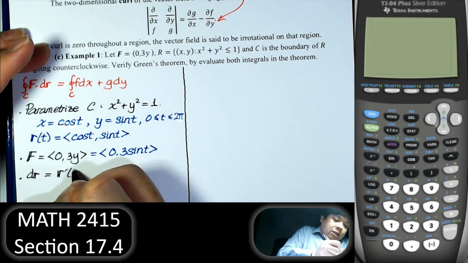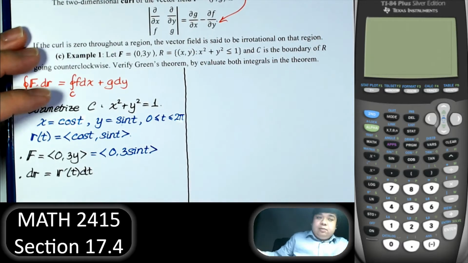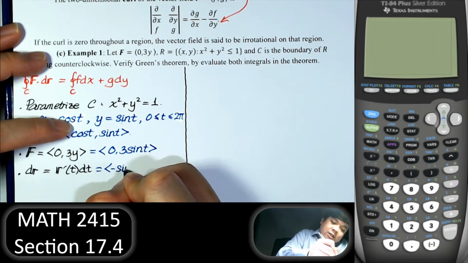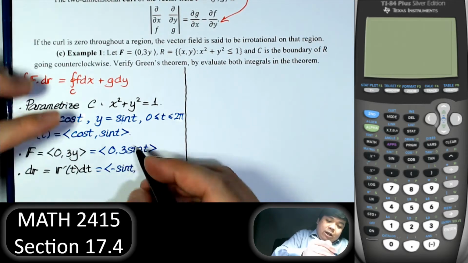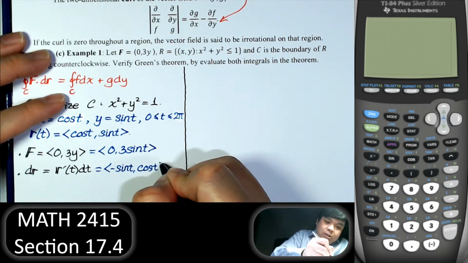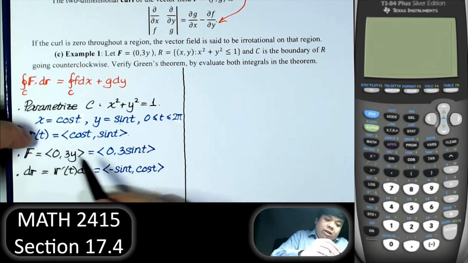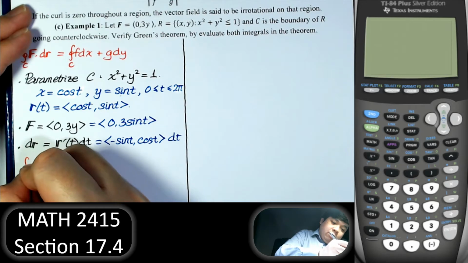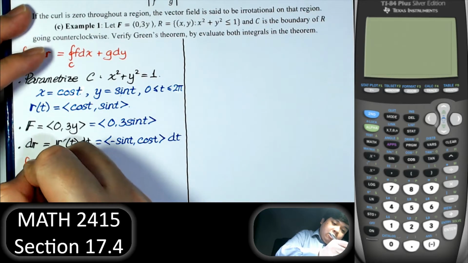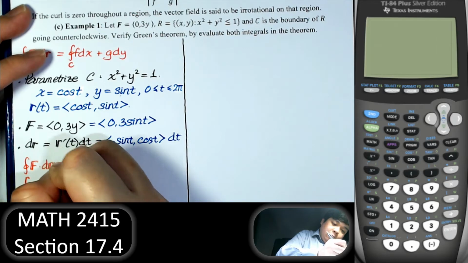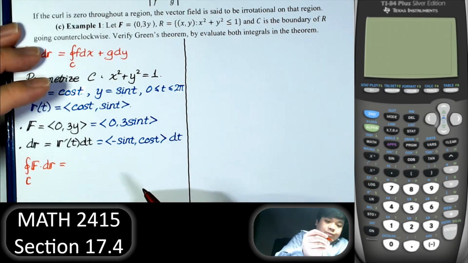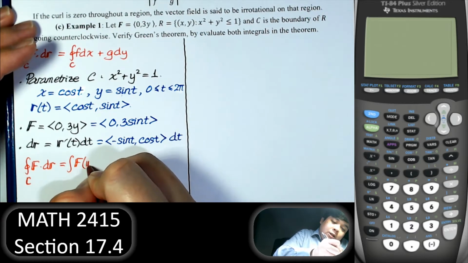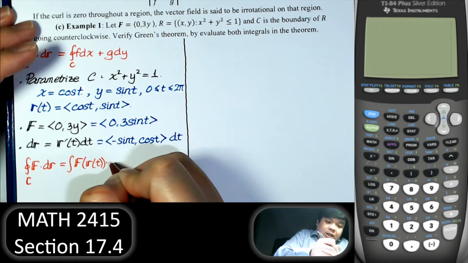It's r prime t dt. The derivative of cosine is negative sine t, and the derivative of sine is cosine t. That's the derivative, and then times dt. Finally, we put it in the line integral, where we write the vector field in terms of t, and then take the dot product.